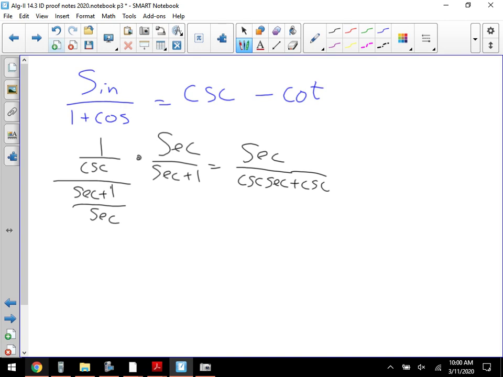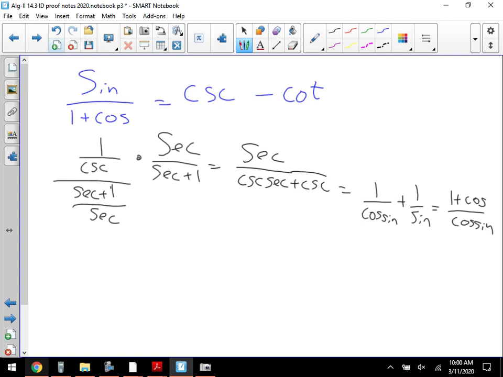If I did that, if I went any further, this part down here is what? 1 over cosine sine plus 1 over sine. If I did that back in terms of just sines and cosines, I'd get cosine sine, and then 1 plus cosine here. Are you okay with that?